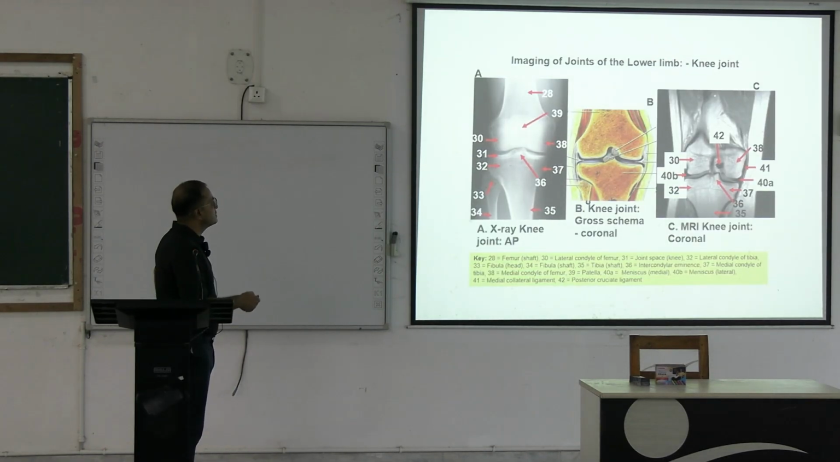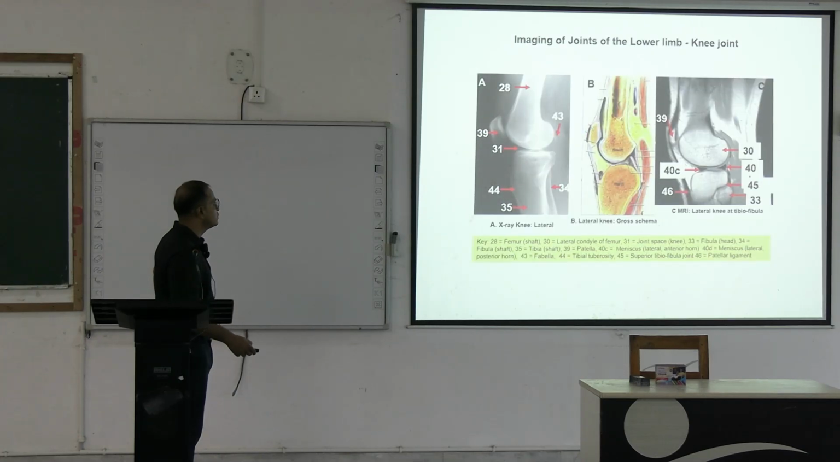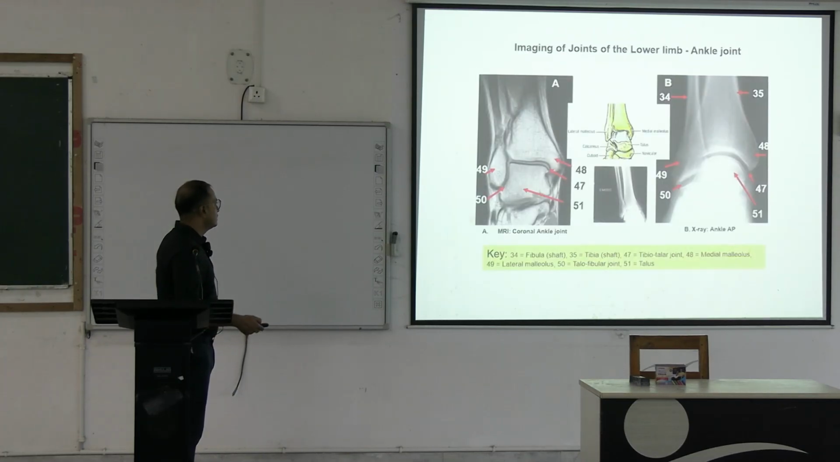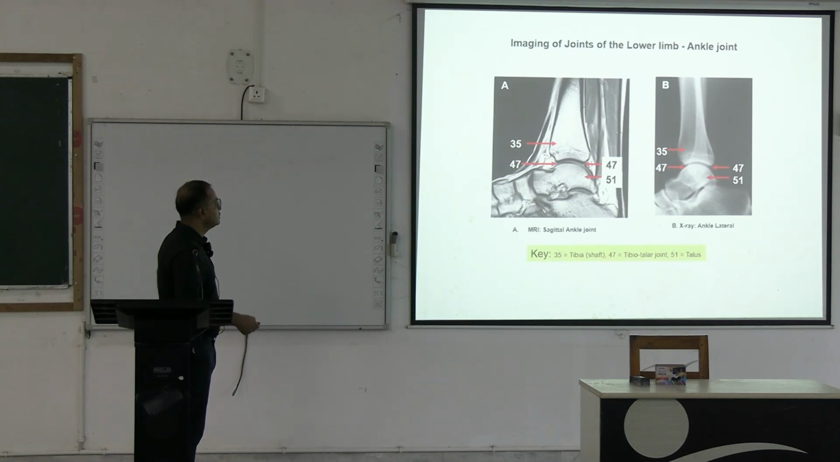These points or markers may be given and you may be asked to identify them, like a radiological question based on the knee joint or the ankle joint. It may be an MRI picture, a CT scan, or an X-ray picture of the knee joint. So, knee joint, ankle joint.